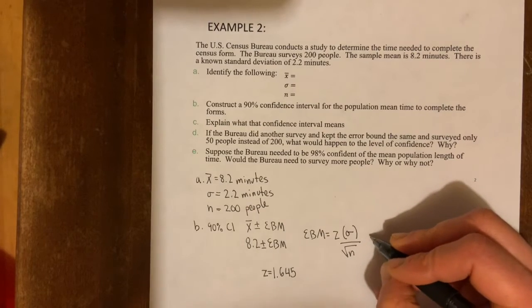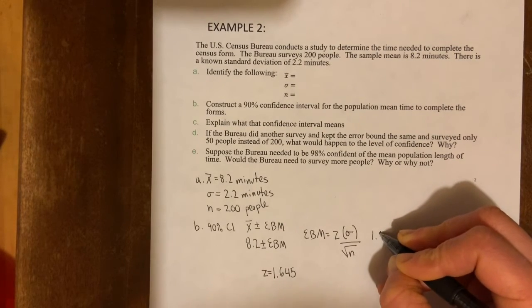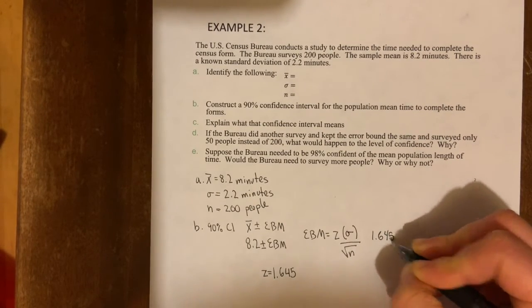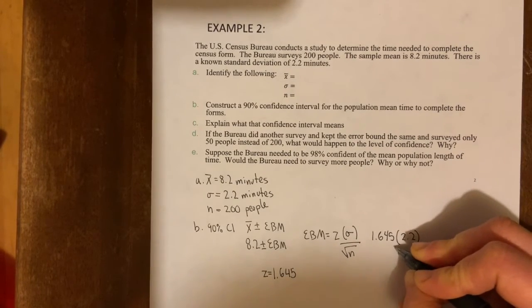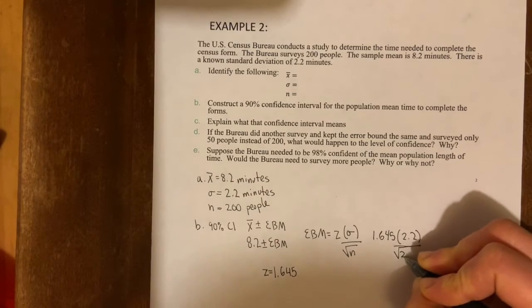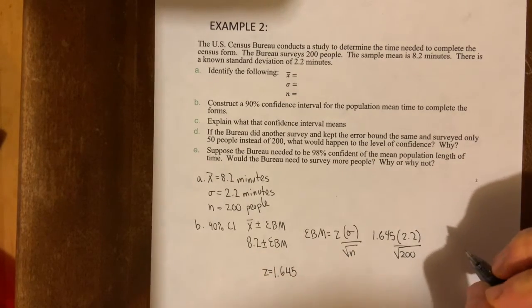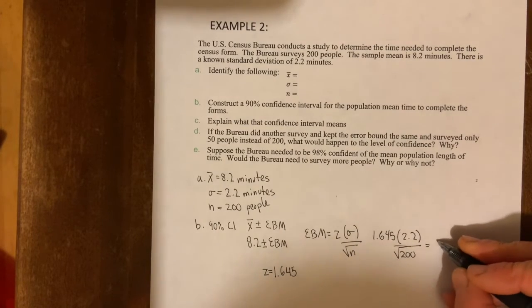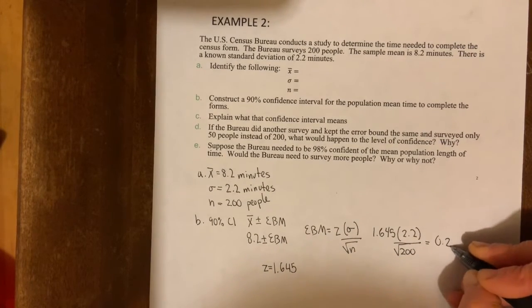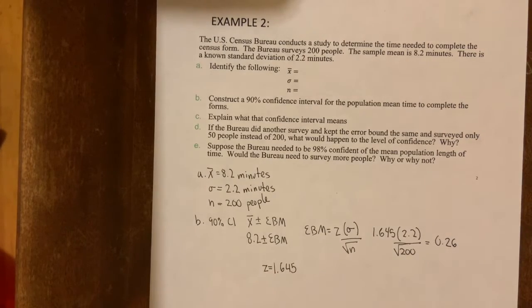So the error bound margin then equals 1.645 times 2.2 divided by the square root of 200. And that equals 0.26.